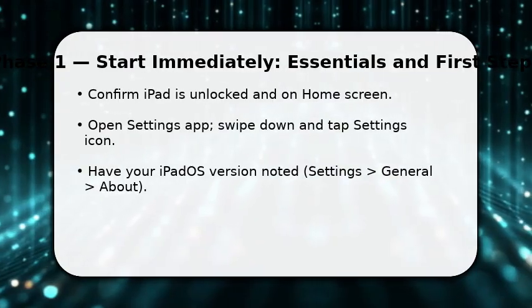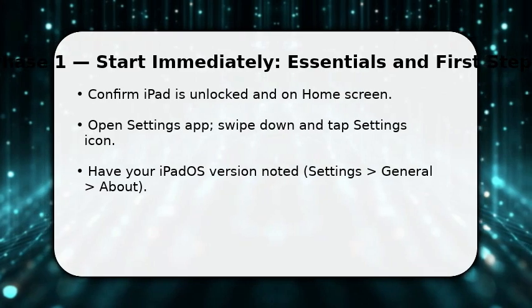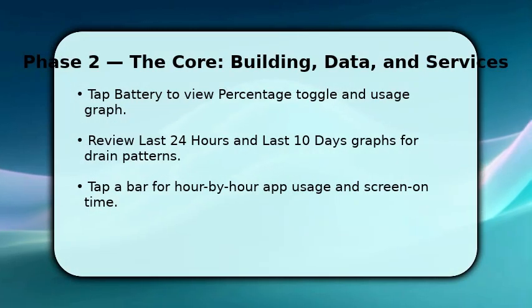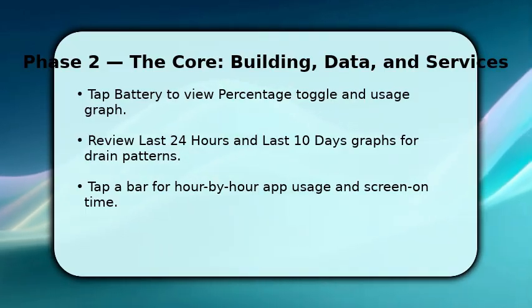Now you read the battery screen. Toggle battery percentage on if you want a persistent numeric readout. Once the graphs appear, compare last 24 hours versus last 10 days to spot recurring drain patterns.